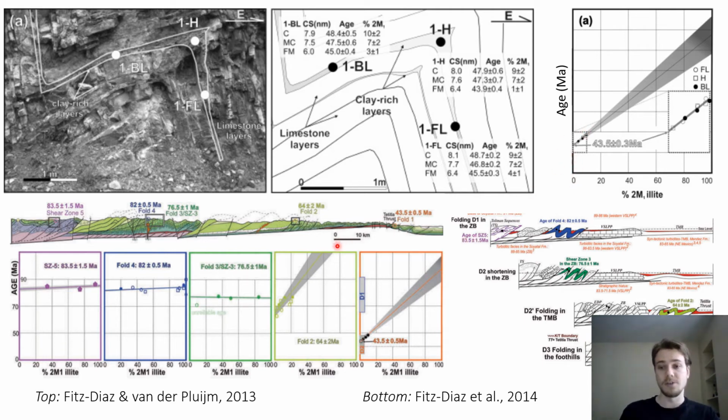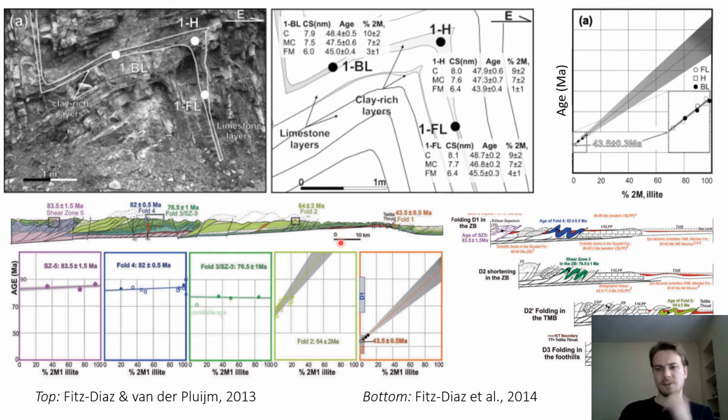This was done for a series of folds going roughly west to east across the transect in central Mexico, showing that the deformation is, first of all, highly localized, and second of all, there is a younging of deformation structures towards the east, such that the oldest folds are in the west and become progressively younger eastwards.